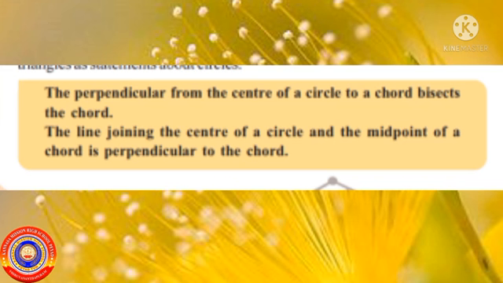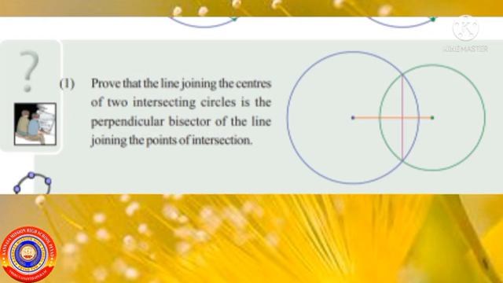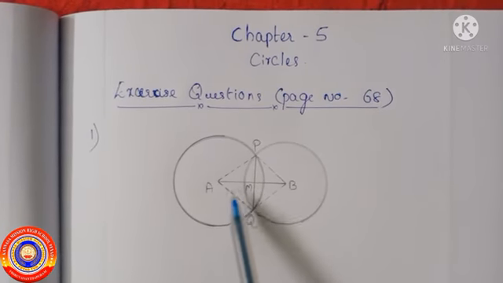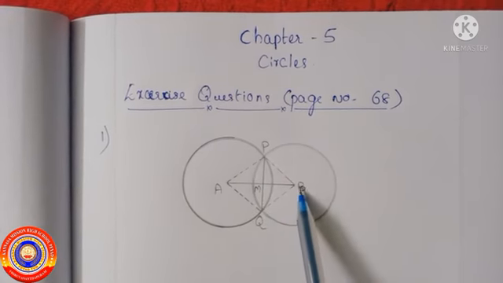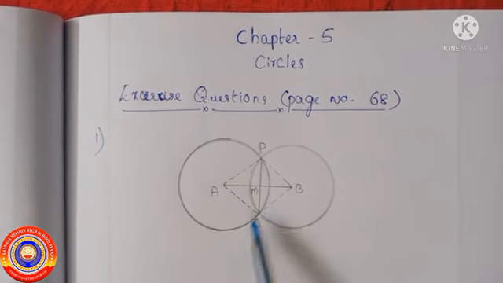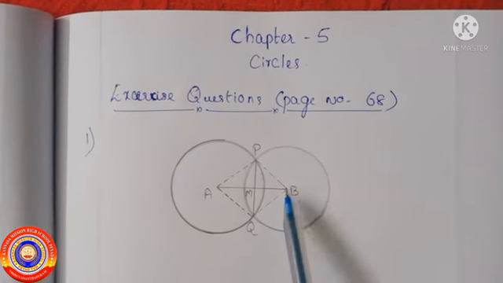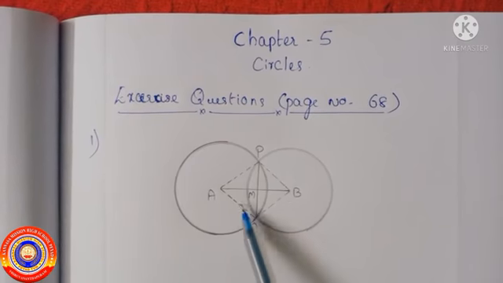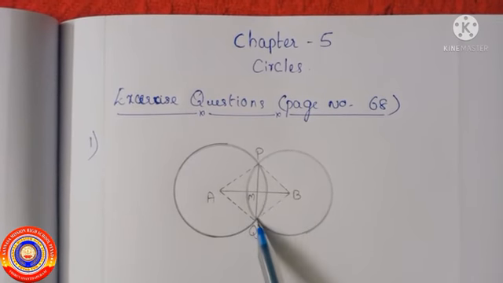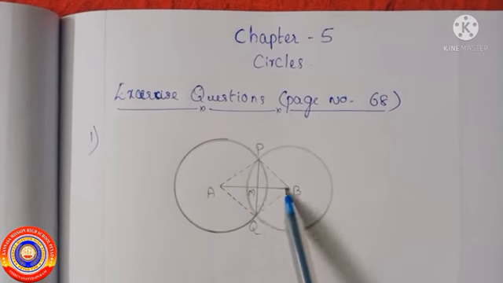Okay children, now let's do an exercise question in your textbook, page number 68. The first question: prove that the line joining the centers of 2 intersecting circles is the perpendicular bisector of the line joining the points of intersection. In the figure, circles with centers A and B intersect at P and Q. We have to prove that AB is the perpendicular bisector of PQ. Okay, first of all, join AP, AQ, BP and BQ.